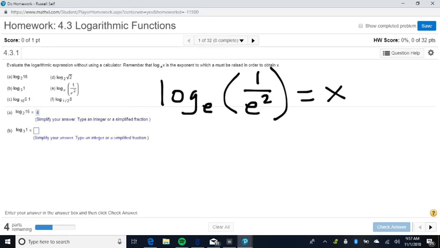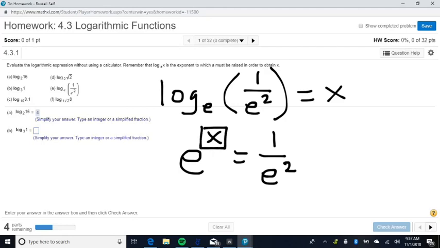Okay? So, think about this as an exponent. It would be E to what power would equal 1 over E squared. So what we want to do is, since our x is in the exponent, we want to change the base here so that we get an exponent, so that we can then set the exponents equal to each other.